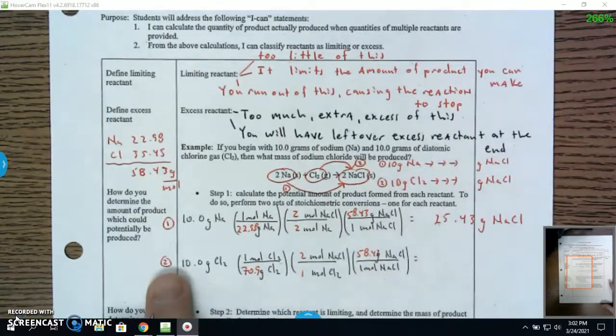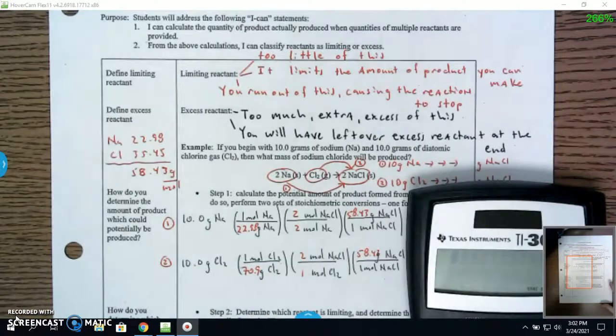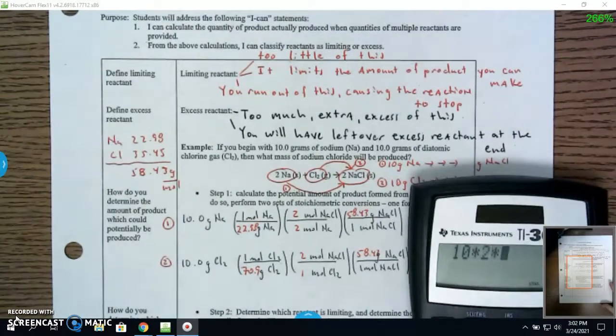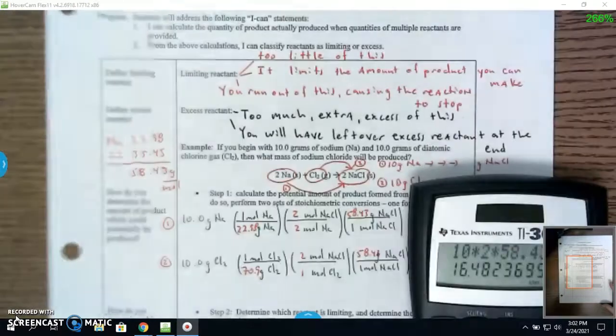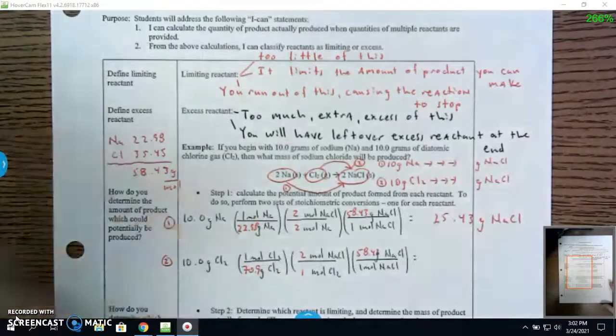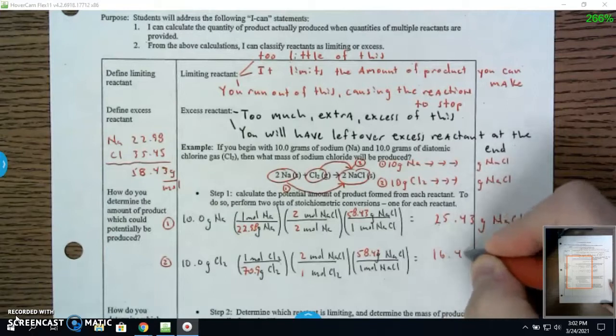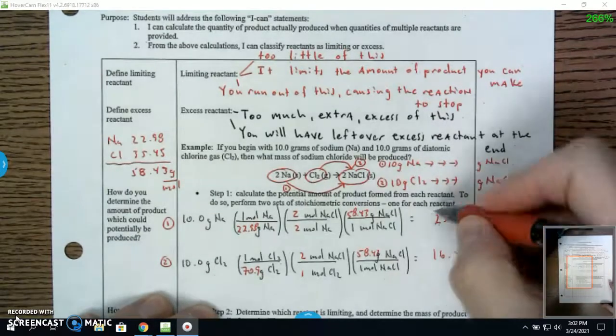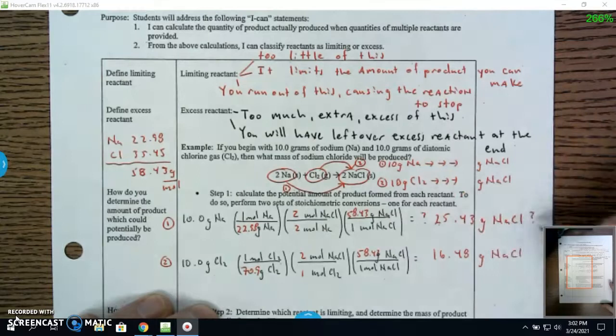Okay, so now again we multiply across the top and divide by everything that's on the bottom. So we have 10 times 2 times 58.43 divided by 70.9, and we get a final answer of about 16.48. And that's grams of NaCl. Now when I'm doing this work, I actually like to put question marks around each of these potential answers.